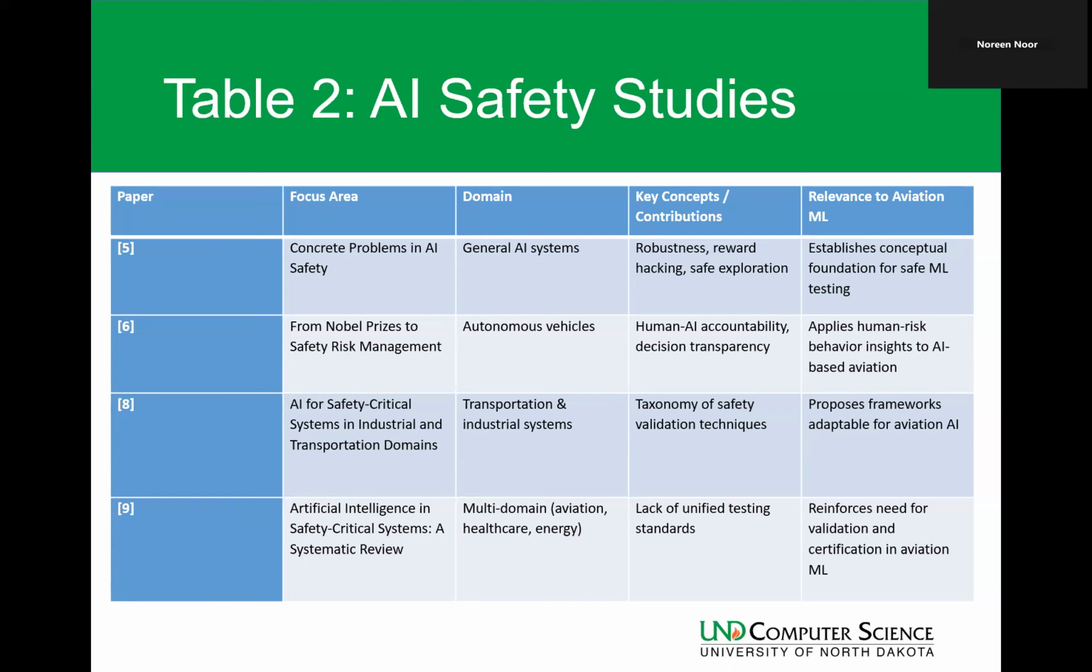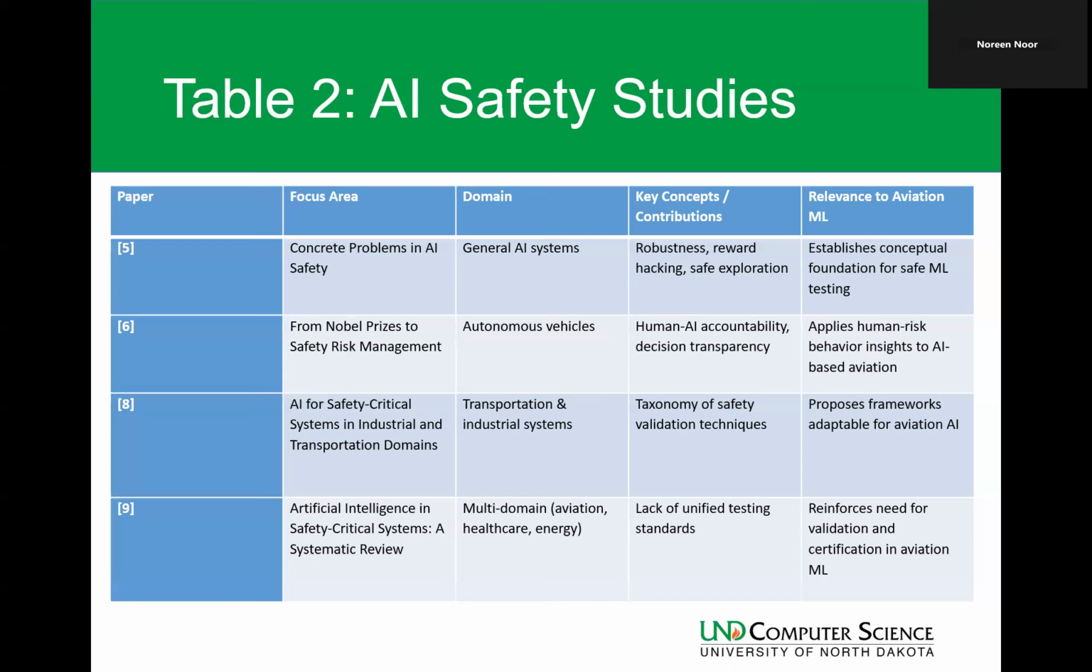And the second paper, as you can see, is on safety risk management. If you look at this, in 2018 it covers the Uber autonomous vehicle crash. It connects human decision making and accountability to AI behavior, showing how human factors need to be a part of AI testing. If you can see the third paper, AI for safety-critical systems in industrial and transportation domains, it proposes a taxonomy, basically a structured framework to organize how safety validation can be done. It's one of the most adaptable for aviation systems.